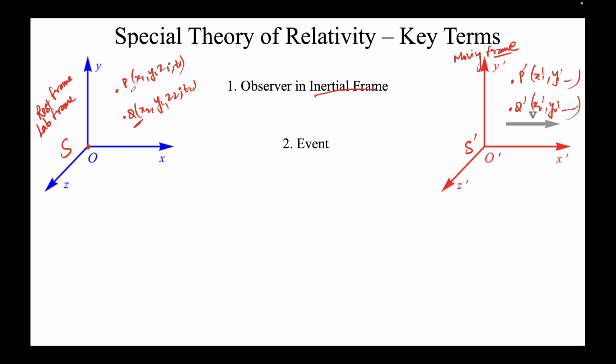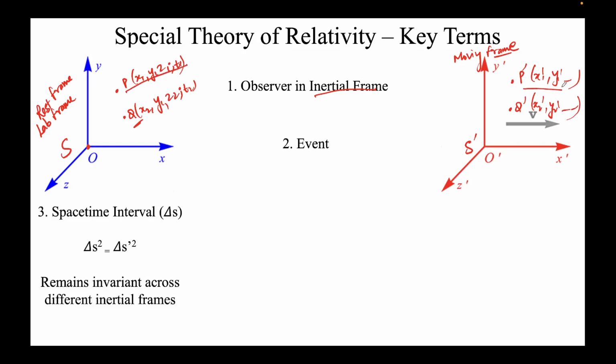P and Q are events, and every event will have a coordinate associated with it. So P and P prime, right? The most critical thing linking P and P prime, that is what links x1 y1 z1 t1 and x1 prime y1 prime z1 prime t1 prime, is something called the space time interval, and it remains invariant across different inertial frames. This means delta s squared, a mathematical quantity, if you calculate it in the s frame, will be equal to the space time interval delta s prime squared in the s prime frame.